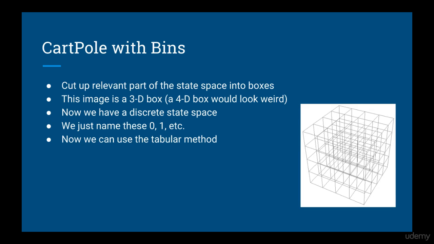So what we can do instead is take a finite amount of four-dimensional space and consider that only. In this image, we're showing a 3D box because a 4D box isn't really a nice visualization, but the idea is the same. By cutting up the box into tinier boxes, we now have a discrete and finite state space. Therefore, we can use the tabular method once again.